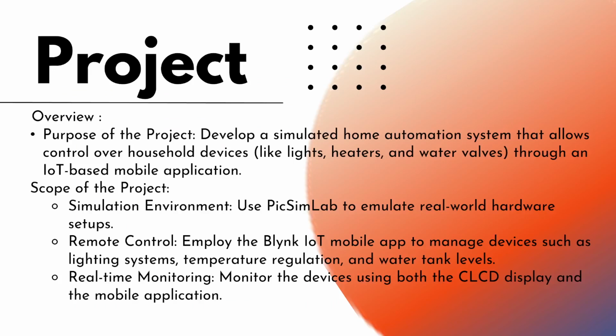Alright, now I'll give you the overview or the scope of the project so that you would understand what the project is all about. Purpose of the project. Well, the purpose of the project was to develop a simulated home automation system that allows control over household devices like lights, heaters, and water valves through an IoT-based mobile application. Scope of the project: simulation environment. Since this was a virtual internship, for simulating the environment, we used PICSimLab software to emulate the real-world hardware setups. Remote control: we employed the Blynk IoT mobile application to manage devices such as the lighting system, temperature regulation, and water tank levels. And real-time monitoring: for monitoring the devices, we use both CLCD display and the mobile application.